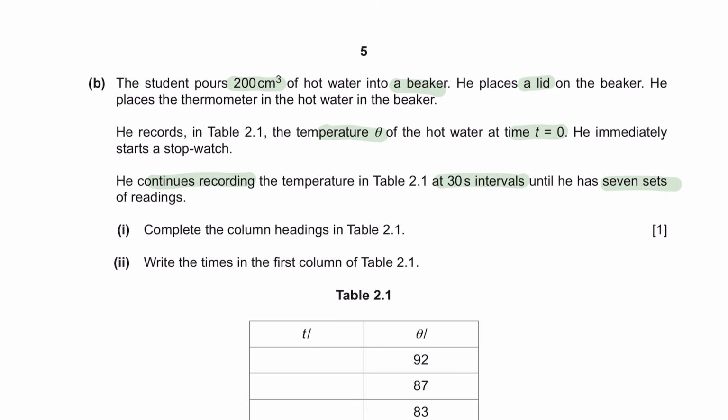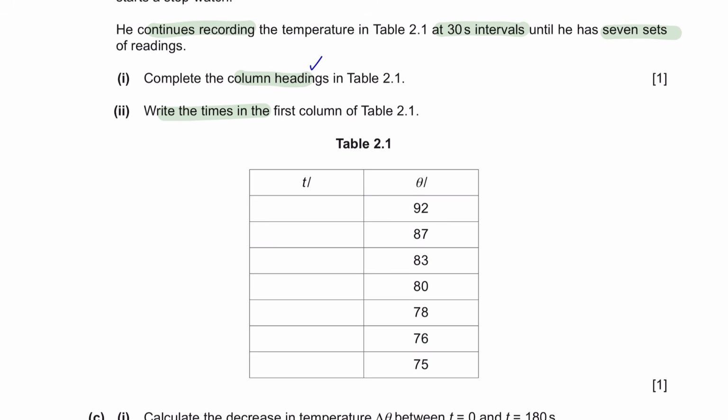Part 1. Complete the column headings, and Part 2. Write the times in the first column of table 2.1. To complete the headings, insert your units. For time, it is in seconds, and for temperature, it is in degrees Celsius. It mentions that it starts at time equals 0 and continues every 30-second intervals.